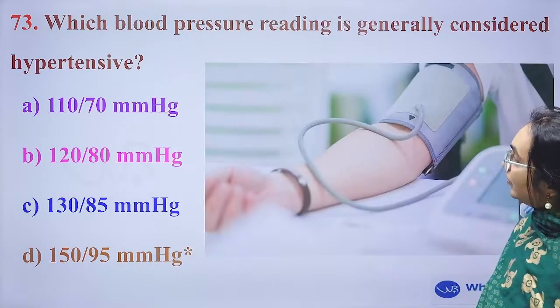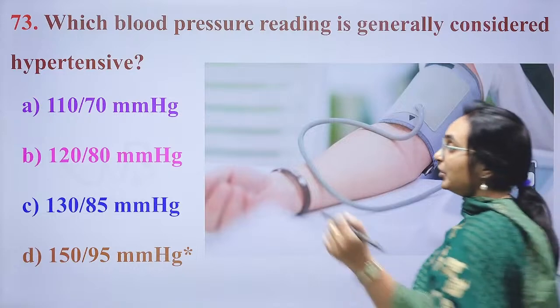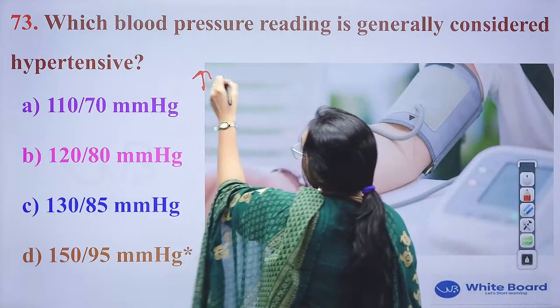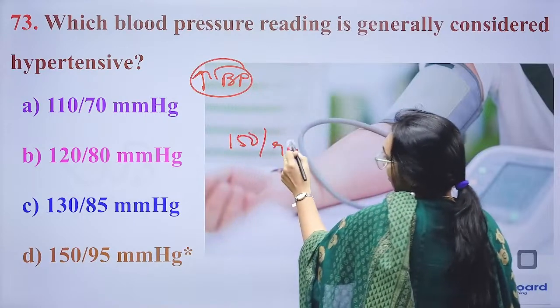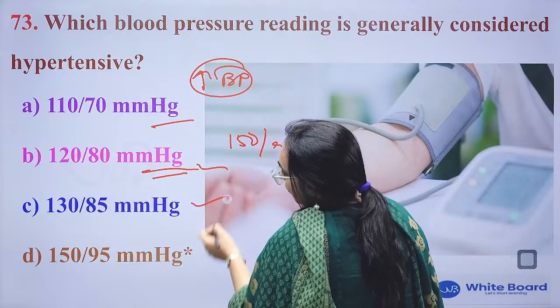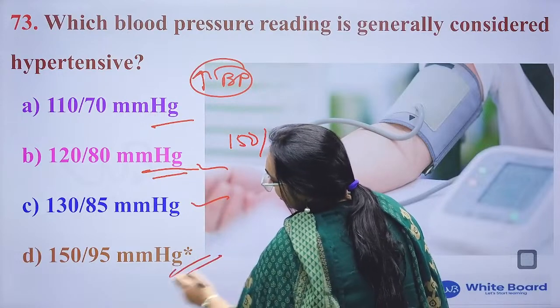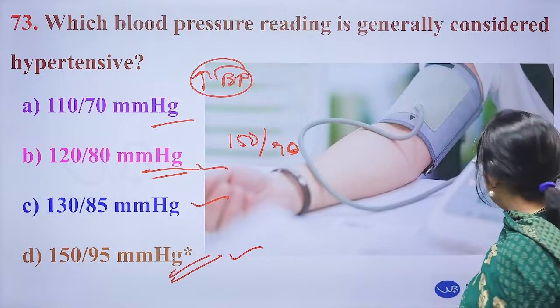Next question, which blood pressure reading is generally considered hypertensive? Hypertensive means a high rise in the blood pressure. Okay, so 150 by 90, 120 by 80 or 90 is normal, 130 by 85. Hypertension is 150 by 95 mmHg. So the 73 option is D.